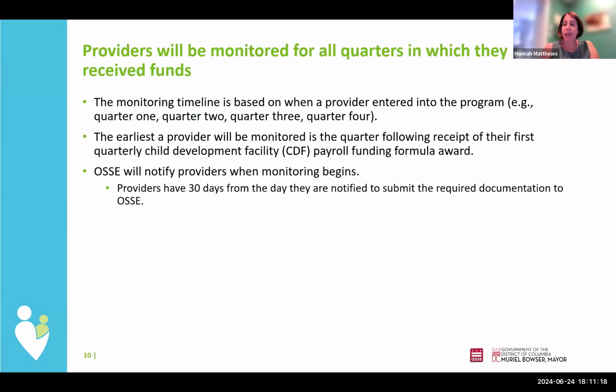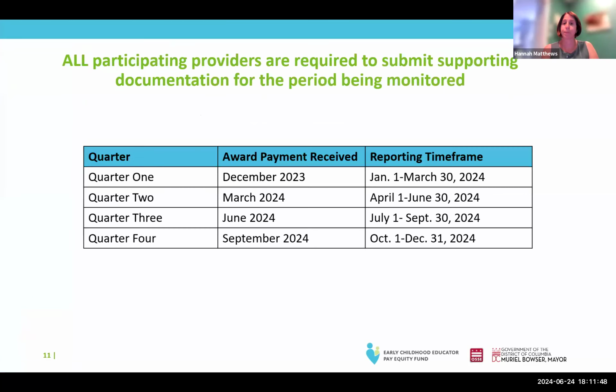The monitoring timeline will be based on when a provider entered into the program. So the earliest that a provider will be monitored is the quarter following receipt of the first quarterly Child Development Facility Payroll Funding Formula Award. We will notify providers when monitoring begins. Providers will receive 30 days notice to submit the required documentation to OSSI. All participating providers are required to submit supporting documentation for the period that is being monitored.